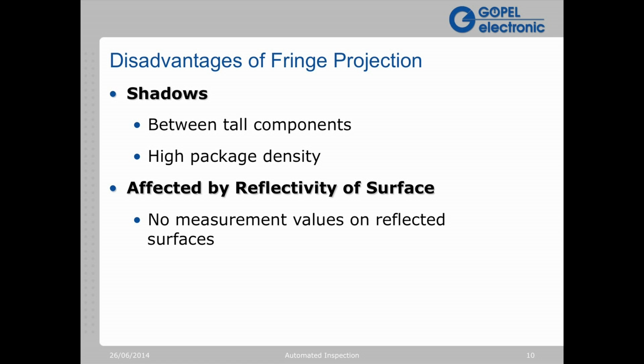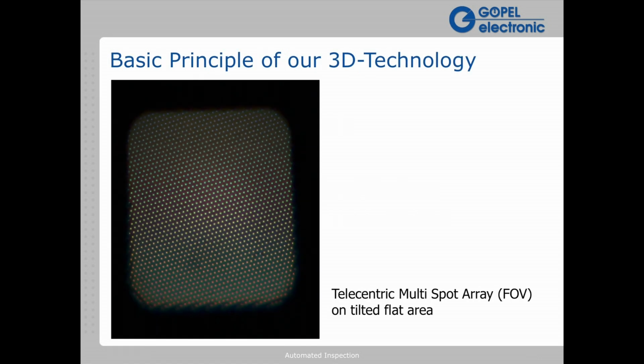These methods can also be affected quite substantially by reflectivity of surfaces. The reflectivity or absorptive nature of the surface can significantly affect the camera's ability to observe the deflection in the projected pattern. As a result, there often are areas where no measurement values can be produced. For example, on a highly reflective surface, the camera may not be able to distinguish the projected pattern, and as a result, no real calculation, no measurement can be taken there.